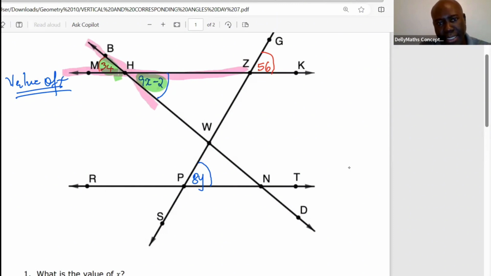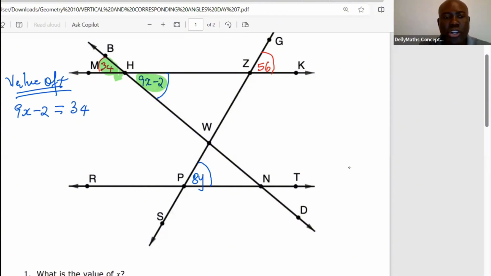intersects BD. So when two lines intersect, vertical angles are formed. And vertical angles are actually congruent, and congruence means that they are equal. So on that basis, because the lines cross paths, we have vertical angles formed. That means 9x minus 2 is equal to 34. Because vertical angles are congruent, we can use the definition of congruence to say that they are equal.